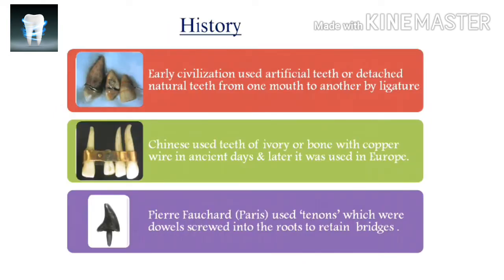History: early civilization used artificial teeth from one mouth to another by ligature. Chinese used teeth of ivory with copper wire in ancient days, and later it was used in Europe. Pierre Fauchard used tenons, which were dowels screwed into the roots to retain the bridges.